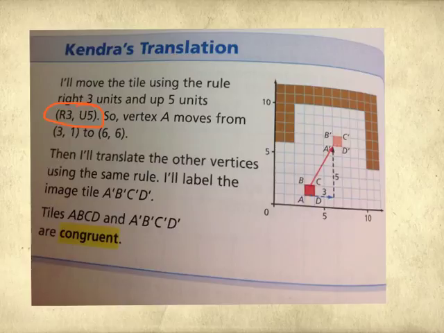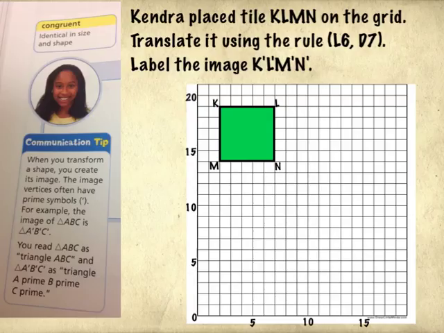Then she translates the other vertices using the same rule, and she labels the image tile A prime, B prime, C prime, D prime. That's what those little slashes mean after it. Tiles A, B, C, D, and A prime, B prime, C prime, D prime, I feel like I'm talking about a futuristic killer robot, are congruent, so they're exactly the same size and shape.